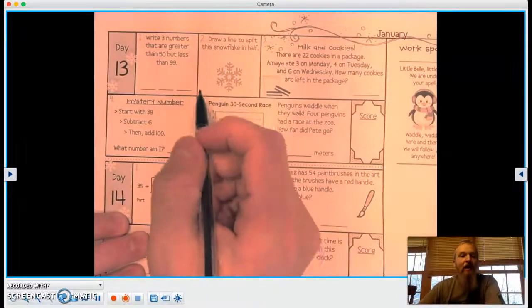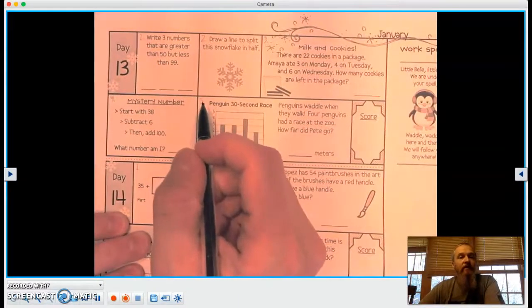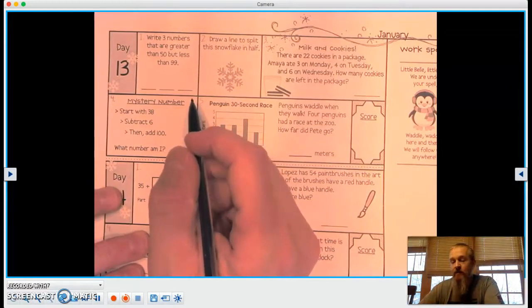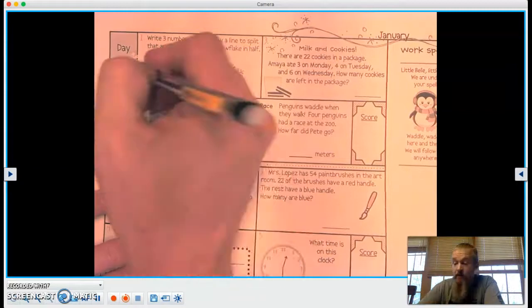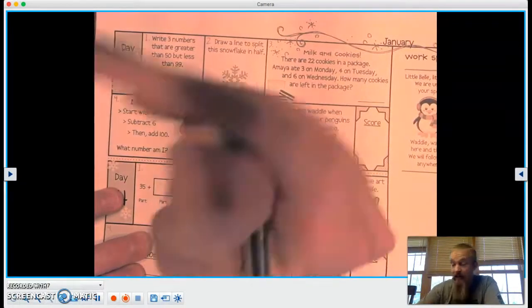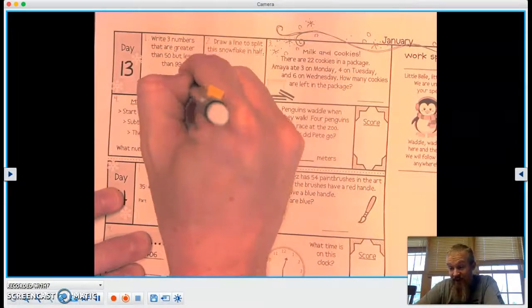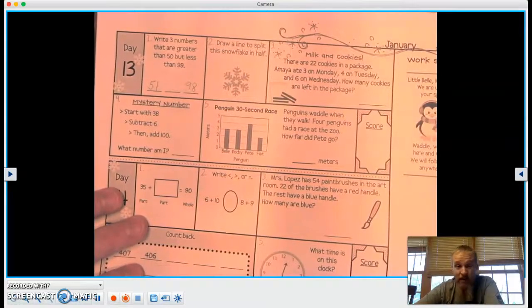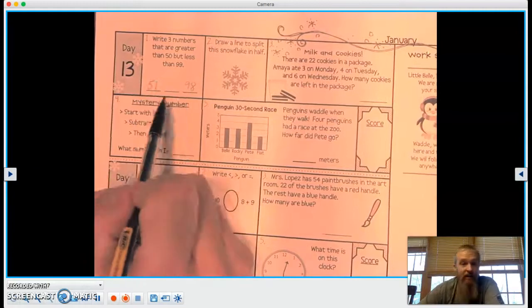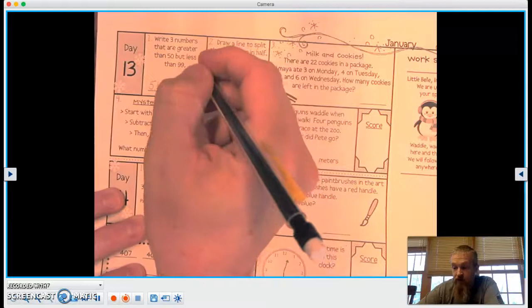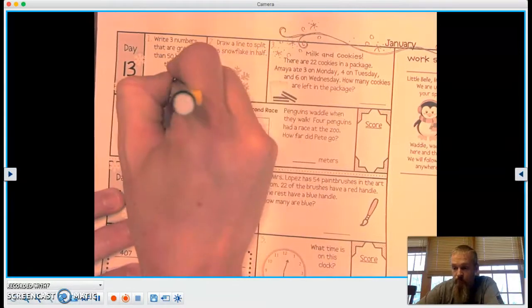Let's look at number 1. Write 3 numbers that are greater than 50 but less than 99. Okay, so like 51 is greater than 50. 98 is less than 99. And then we just need something else in between those two, right? So something between 50 and 90. How about 74?